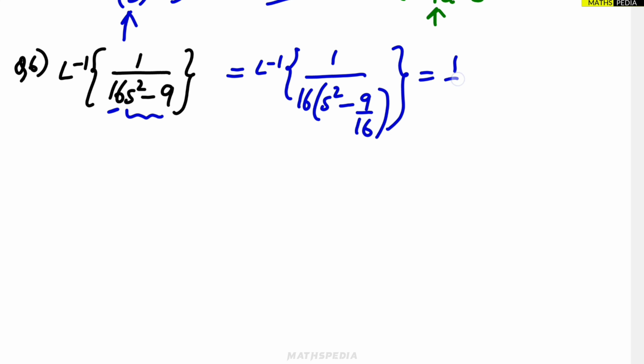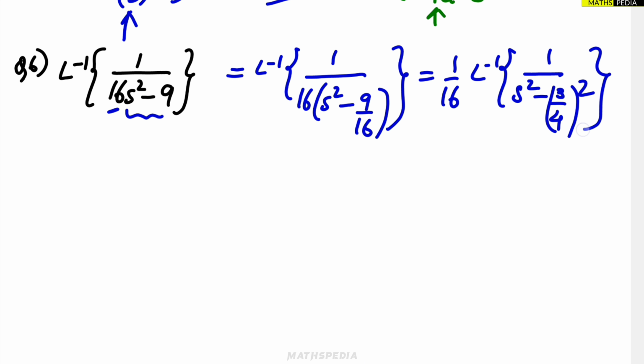So 1 by 16 you can take it outside and this can be rewritten as 1 by s square minus 9 by 16, which can be written in square form, which is nothing but 3 square by 4 square, since 9 is 3 square and 16 is 4 square. Simple. Now which form is this? This is nothing but denominator s square minus a square form. What is the numerator? 1.